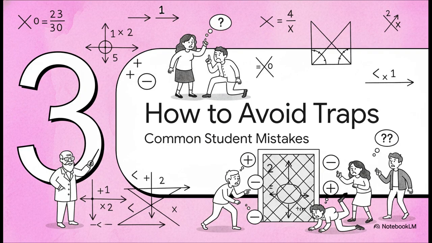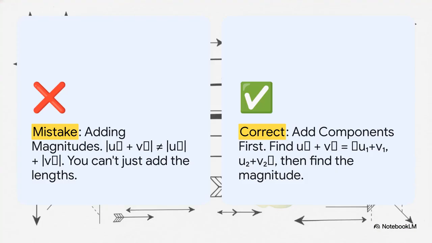Okay, this next part is super important. Let's talk about how to avoid the common traps. Paying attention for the next minute or two can save you a ton of points on a test. This is, without a doubt, the biggest mistake students make. The length of the sum of two vectors is not the sum of their lengths. Let me say that again, you can't just add their lengths together. The only correct way to do it is to add the vectors component by component first. Get your new result vector, and then you can calculate the magnitude of that final vector.